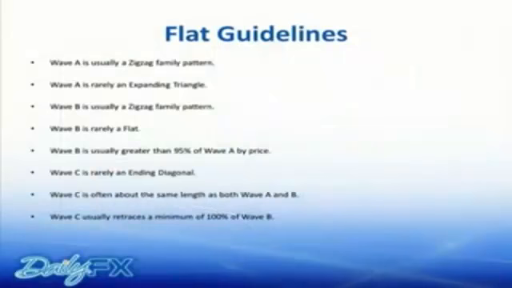Okay, wave A, usually a zigzag of sorts. Wave A rarely is a leading diagonal, an expanding triangle, I should say diagonal, as in leading diagonal. Wave B, usually zigzags, usually a series of zigzags for the first two. Bottom line is that it's not an impulse.